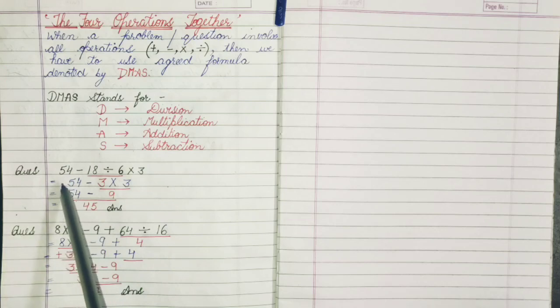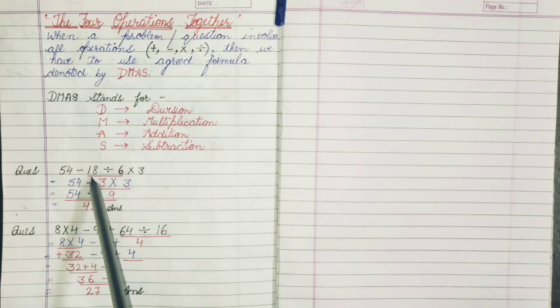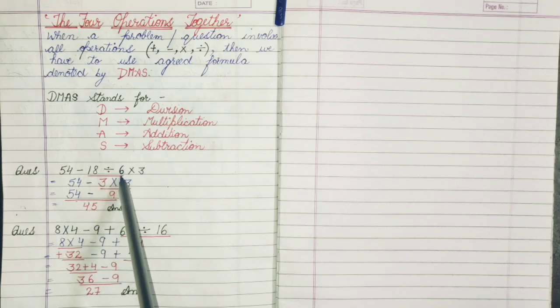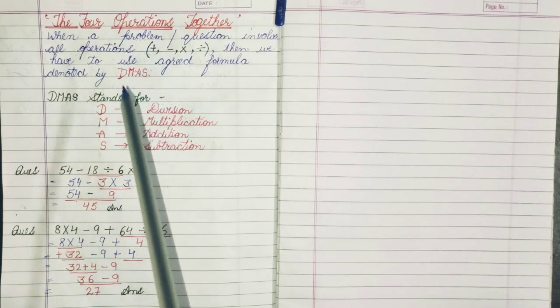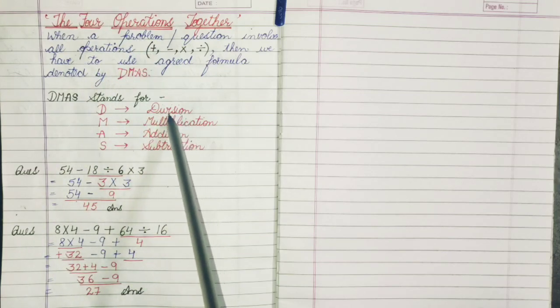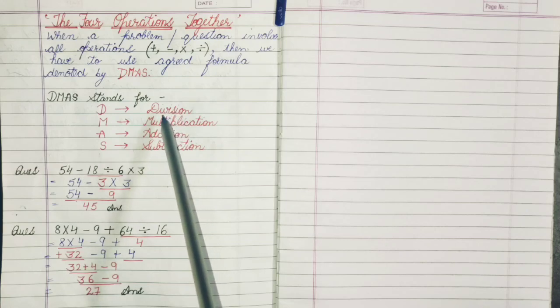Yes, here one question is given to us: 54 minus 18 divided by 6 multiply 3, according to the DMAS rule. Class, first of all what do we have to solve? Division. So now I'm going to tell you a few steps on how to solve a question. Just remember those steps and you will never get the question wrong.